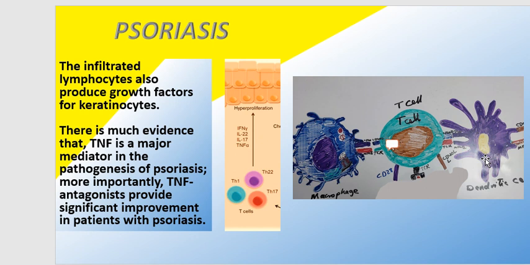The infiltrated lymphocytes produce growth factor for keratinocytes of the skin. This leads to hyperproliferation of keratinocytes, and as can be seen here, there is much evidence that TNF is a major mediator in the pathogenesis of psoriasis. However, we know recently that other cytokines are also implicated, for example interleukin 17, interleukin 23, interleukin 22. So many cytokines are now involved in the pathogenesis of psoriasis.